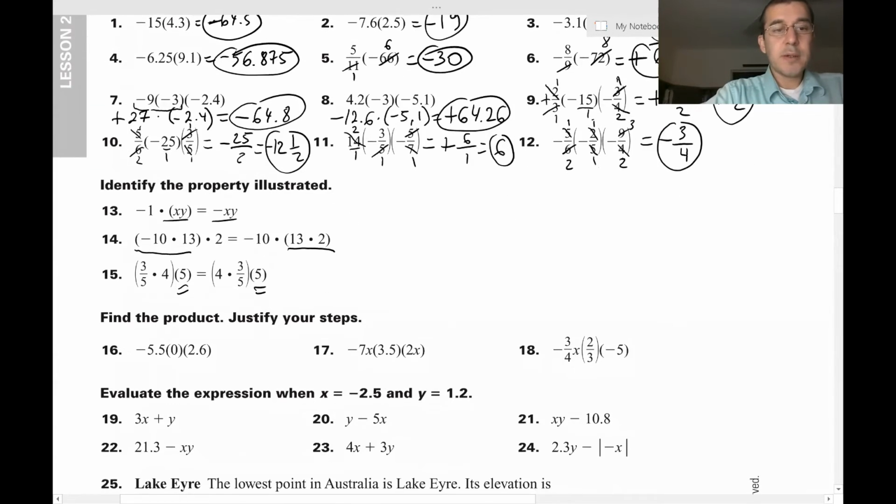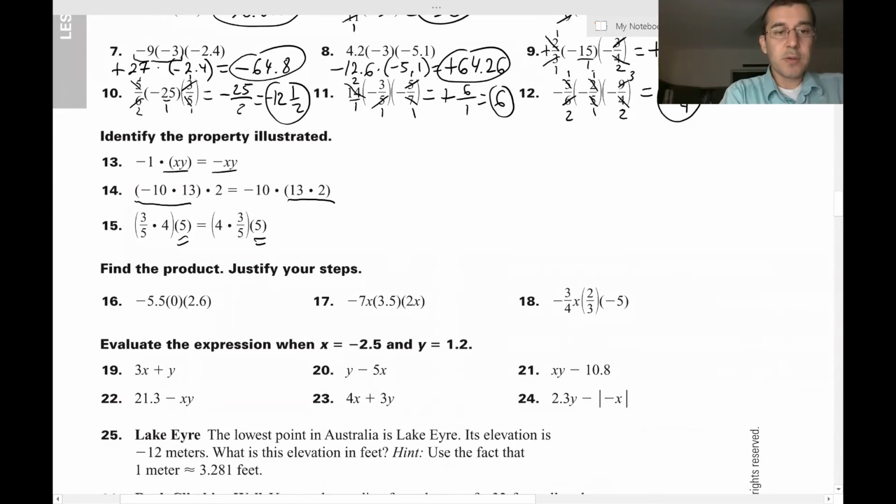16 through 18, find the product, justify your steps. This is 0. Why? Because any number times 0 is 0. That's an easy one.